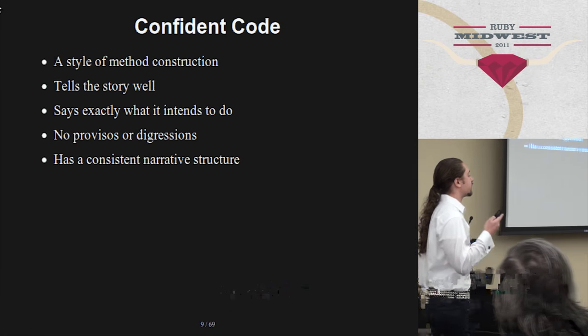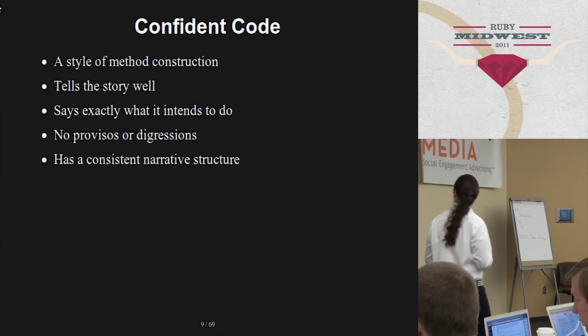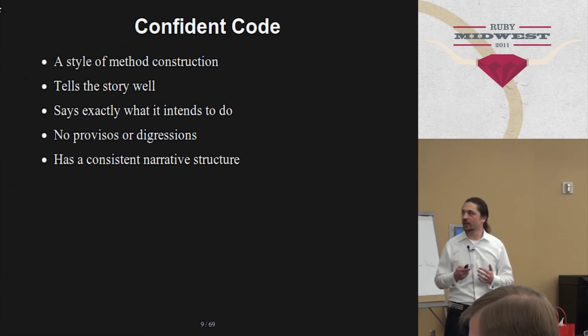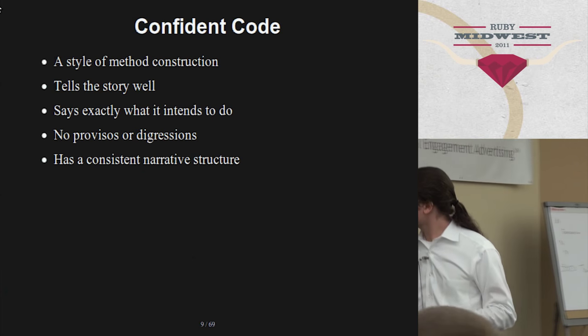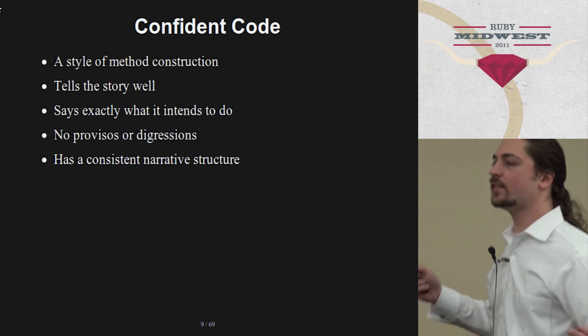By contrast, confident code is code that is sure of itself. It's a style of method construction that tells a story well. It says exactly what it wants to do, and most importantly, it has a consistent narrative structure.